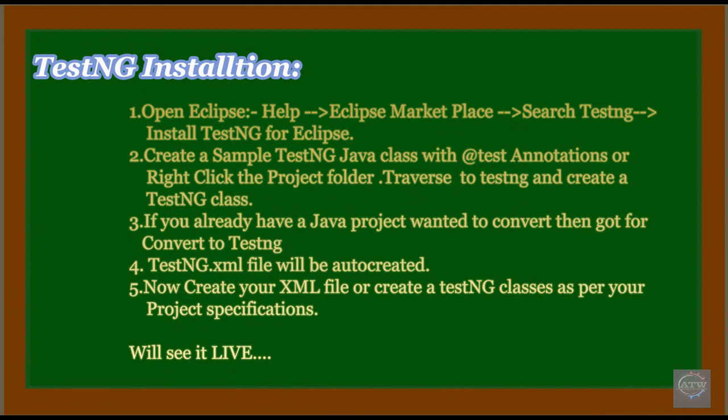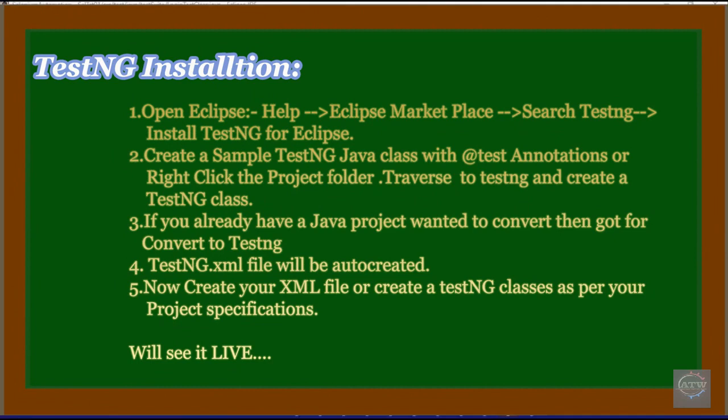Okay, let's start with the TestNG installation. What are the steps you should follow? First, go to your Eclipse, go to Marketplace, download TestNG for Eclipse and install it. Second step, create a TestNG Java class with TestNG annotation. Third step, if you already have a Java project, right click and convert it into a TestNG project. Once you are done, it will auto-create a testng.xml file. If that doesn't happen, you can create a testng file by yourself. So that's the installation. We'll see how to install it in Eclipse live.